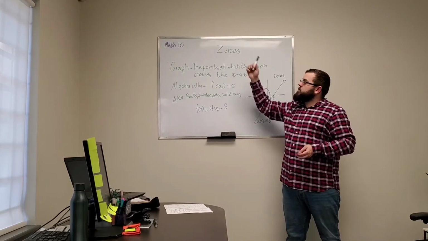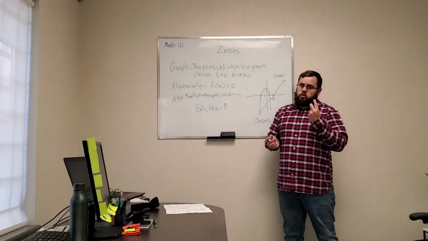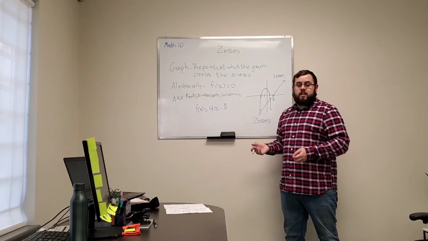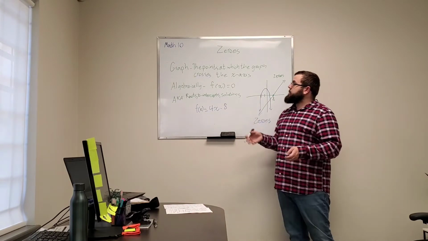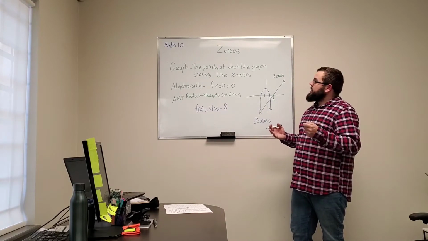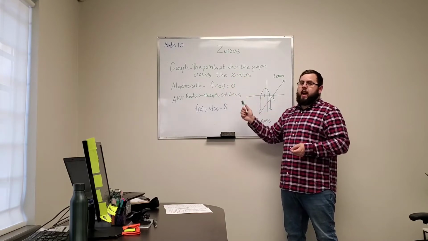We are talking about zeros of functions. This can be talked about in two different ways. The first is talking about it graphically, and the second is algebraically. So we'll start with the graphical piece. What does it mean to find the zeros of a function? It means to find any of the points at which the graph crosses the x-axis.